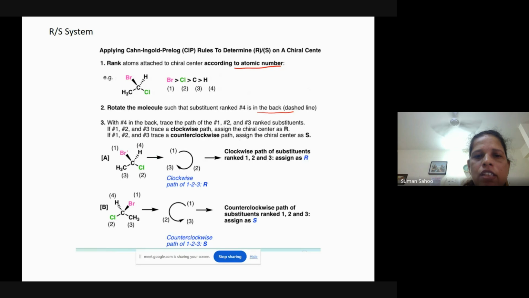Okay, so here we already have hydrogen as 4. If we trace the path from 1 to 2 to 3 and it is clockwise, then we write it as R. If we trace the path from 1 to 2 to 3 in a counterclockwise manner, then it would be assigned as S.